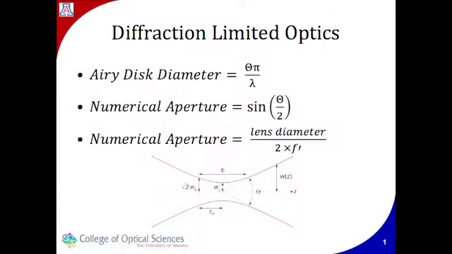Optical elements are diffraction limited, meaning that unlike presented in geometric optics, a beam coming from infinity will not create a perfect infinitesimally small image at the focal point. Instead, there is an Airy disk, the size of which is determined by the wavelength of the light source and the angle at which the beam is converging. The actual diameter of the Airy disk is defined by the angle of convergence multiplied by pi and divided by the wavelength of light. Another parameter affected by these is the numerical aperture, which is the sine of half the angle of convergence, or the diameter of the lens divided by twice the focal length.